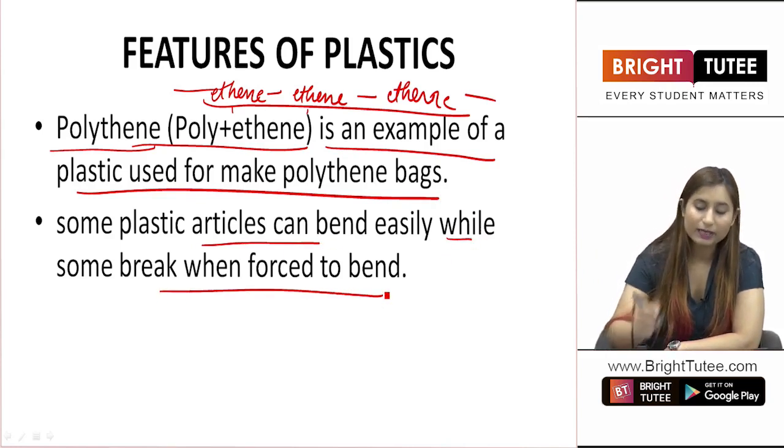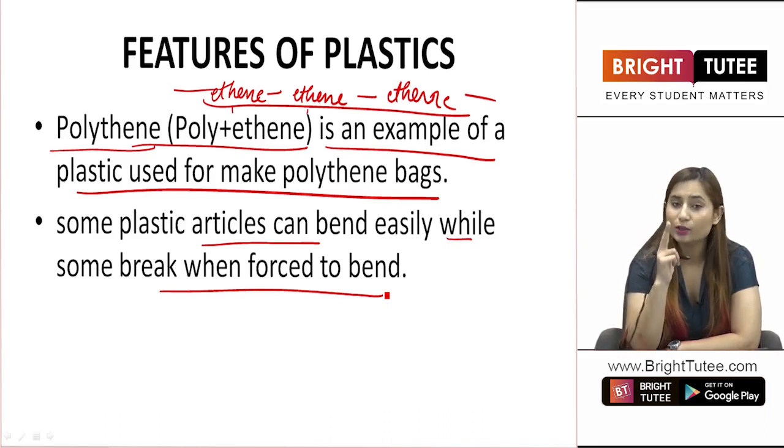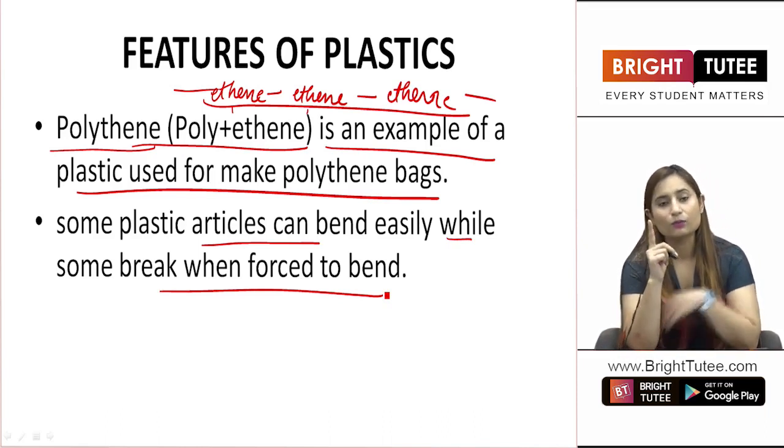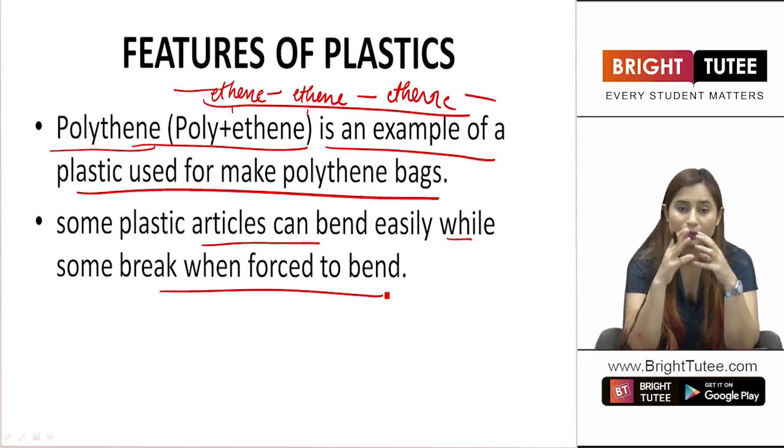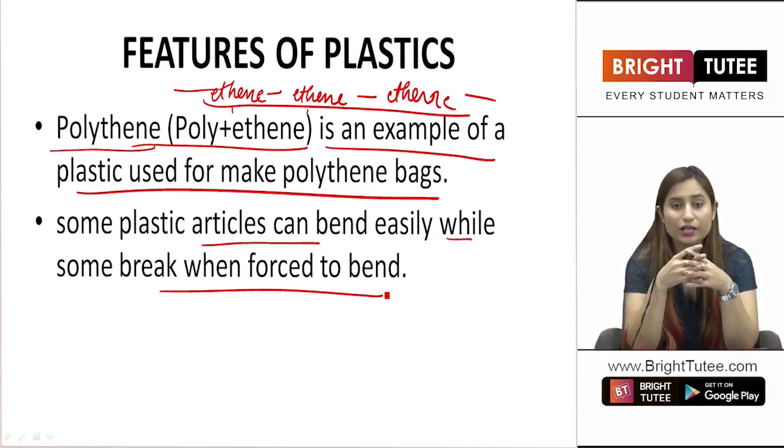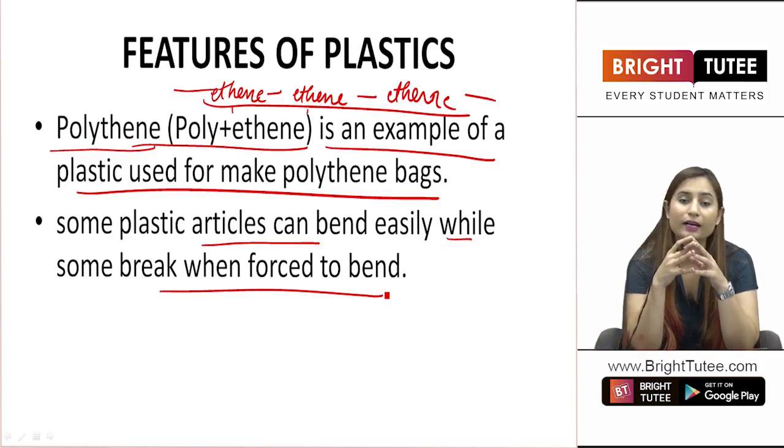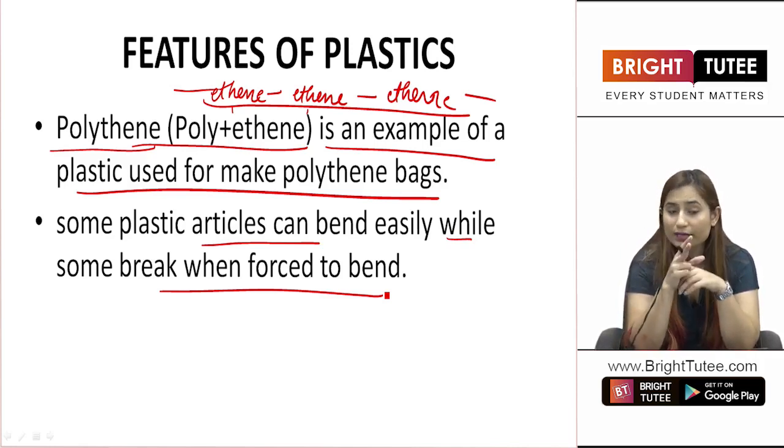While some break when forced to bend. There are two kinds of plastics. One is the kind which can be easily bent. It can change its shape, right? But there is another kind of plastic which breaks when we try to bend it. These are the two kinds of plastics.